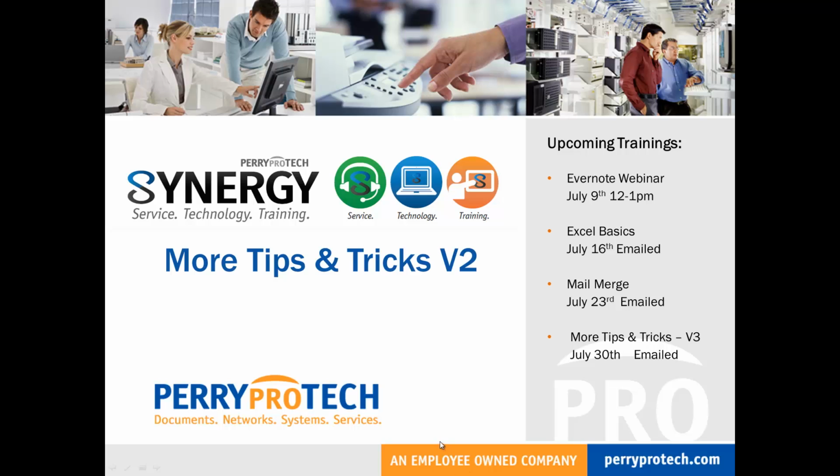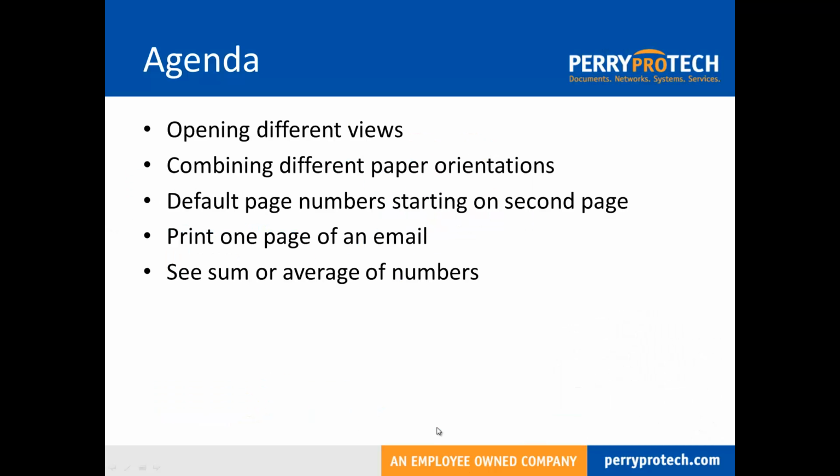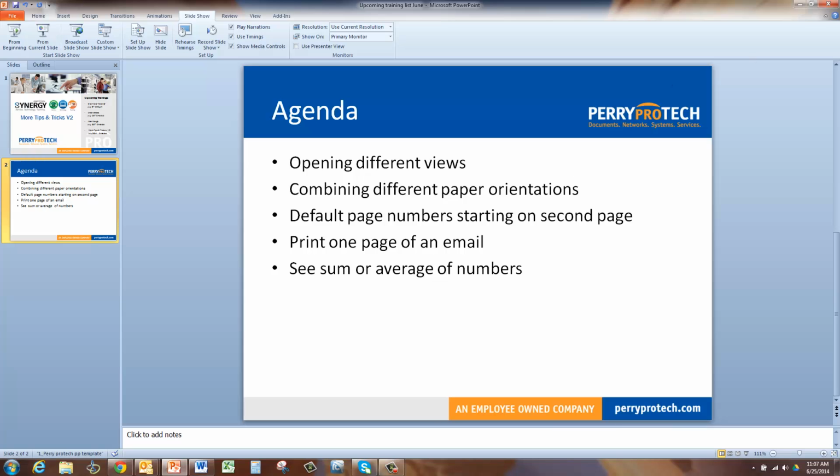Let's get started with what our agenda for today is. We're going to open different views within one document and how you can see different areas of a document, combining different paper orientations in a Word document, so it would be portrait and landscape, adding default page numbers starting on the second page, how to print one page of an email, and then in Excel, how to see the sum or average of the numbers. So let's go ahead and get started here.